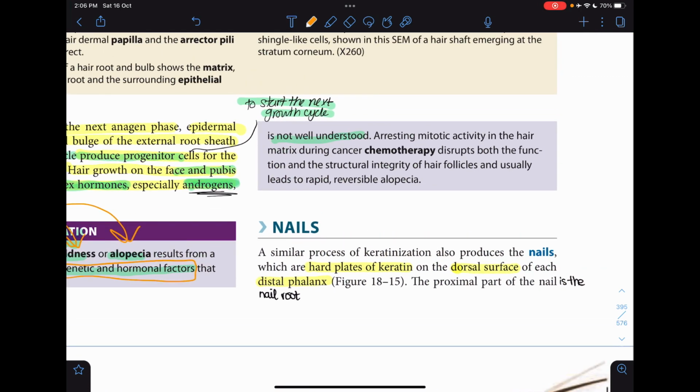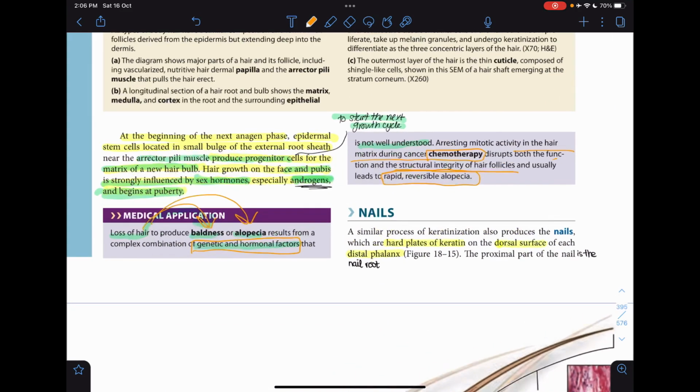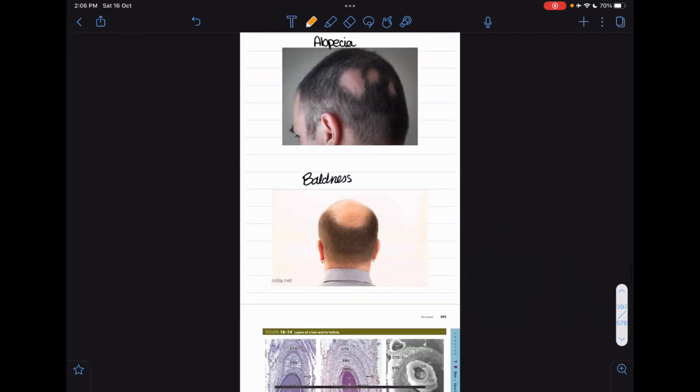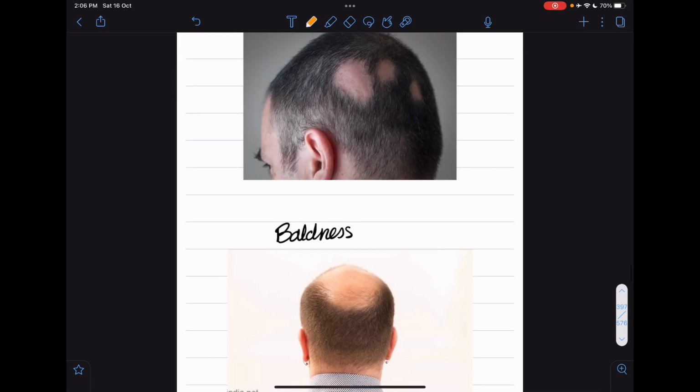Arresting mitotic activity in the hair matrix during cancer chemotherapy, which is the treatment for cancer, disrupts both the function and the structural integrity of the hair follicles and usually leads to rapid reversible alopecia. Meaning when we stop the treatment, the hair will grow back. Let me just show you pictures of baldness and alopecia. This is alopecia, and this is baldness.